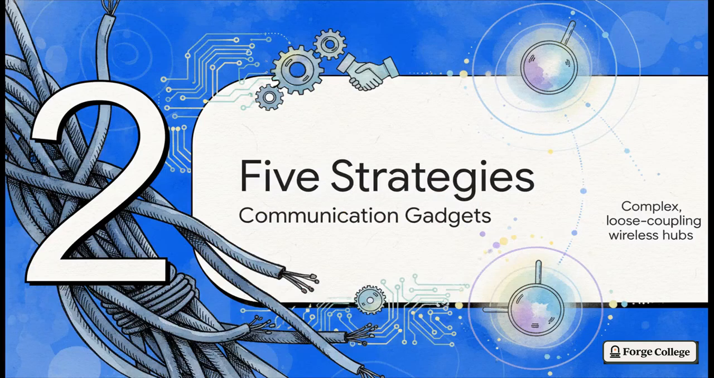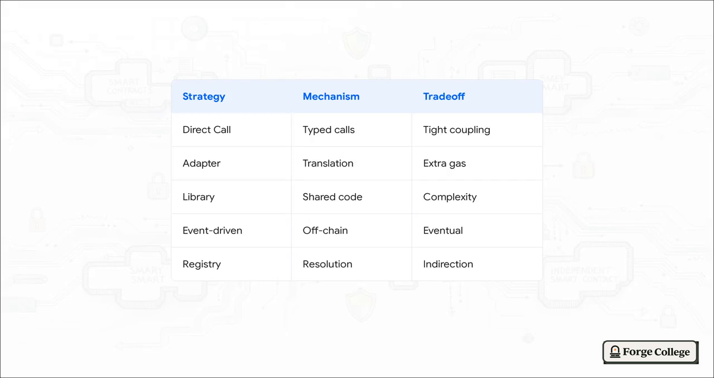Moving on to section 2, 5 interoperability strategies. Let's open up our communication toolkit. So every integration choice comes with an engineering trade-off. You've got direct interface calls, they're tightly coupled, but super simple. Then there are adapters, which offer a really safe translation layer, but yeah, they're gonna cost you some extra gas. Shared libraries give you awesome code reuse, but introduce some pretty complex storage dynamics. Event-driven strategies beautifully decouple your system, but the trade-off is you have to wait for eventual consistency. And finally, registries offer tons of flexibility, but they add indirection overhead.